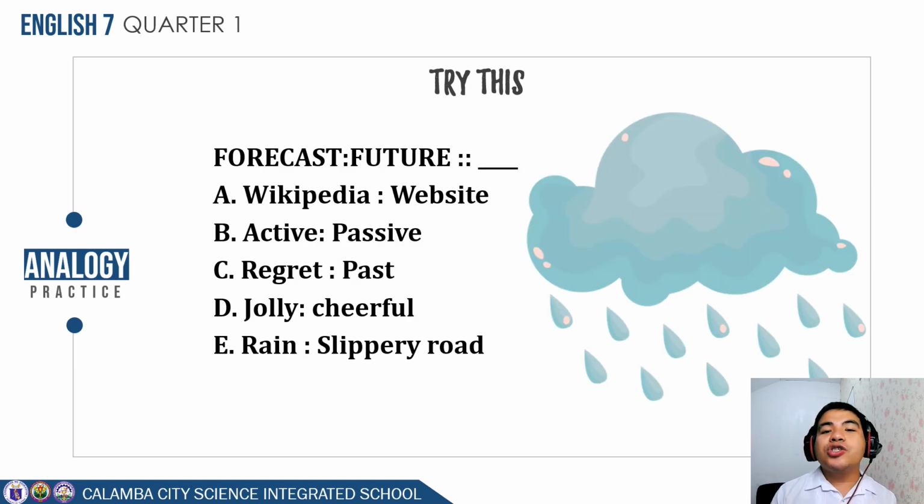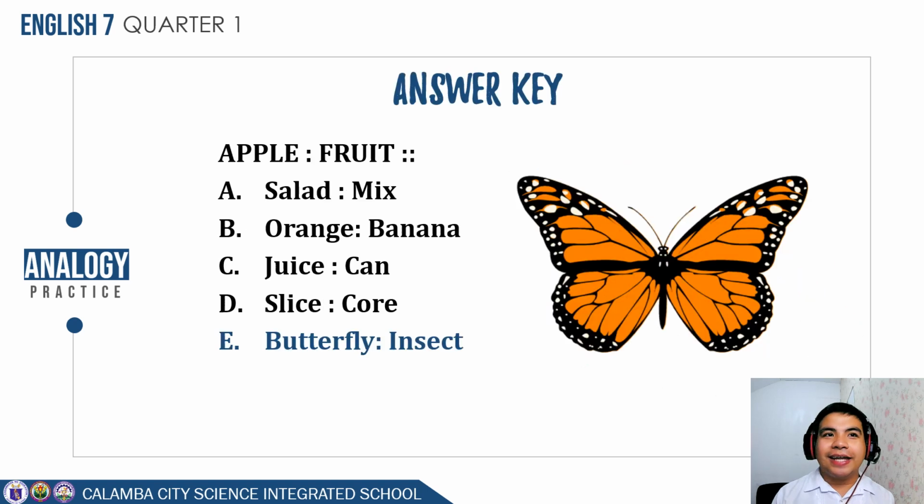Forecast is to future as A. Wikipedia is to website. B. Active is to passive. C. Regret is to past. D. Jolly is to cheerful. E. Rain is to slippery road. What do you think is the answer? Okay, let's see later.